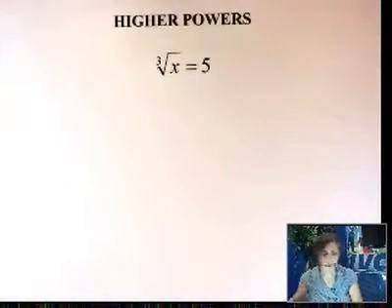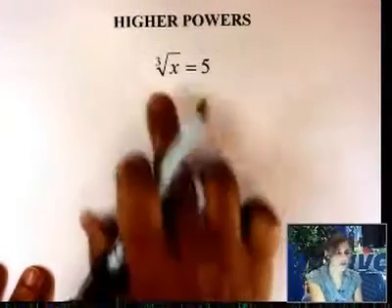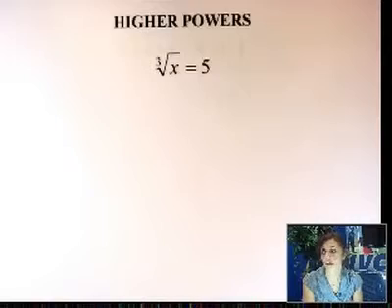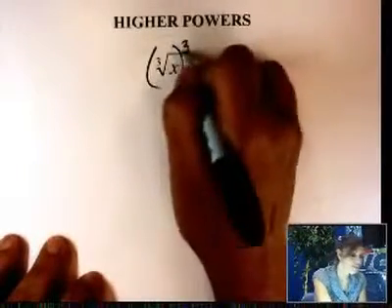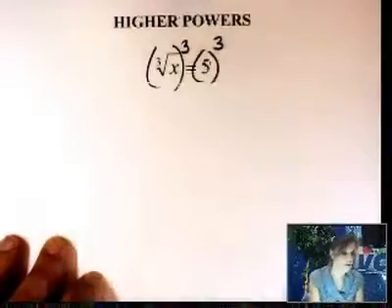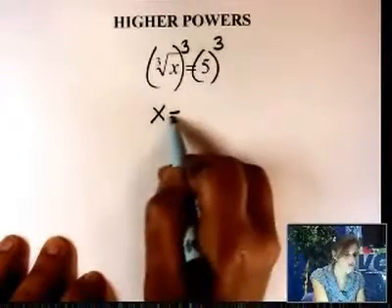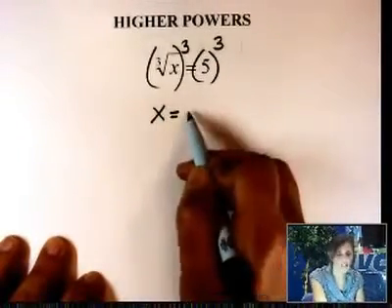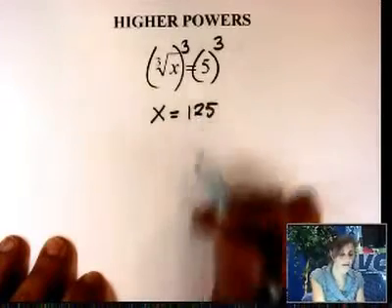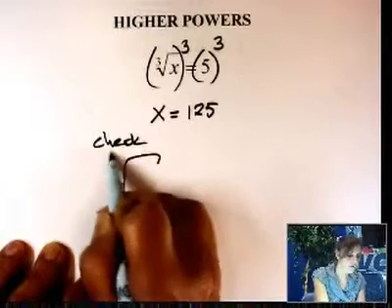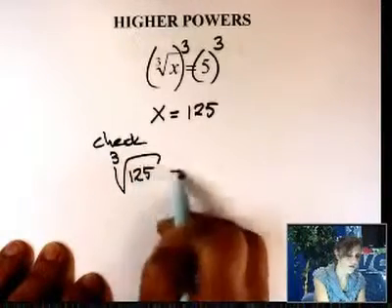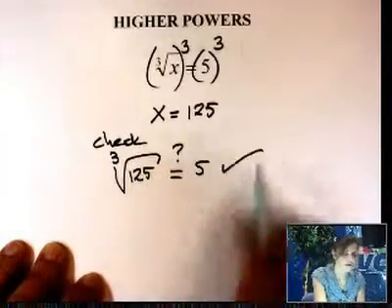Okay, what happens when I have this situation? I have cube root of x equals 5. Now what I do, I raise them to the third power. What does that give me? x equals 5 to the third power, that is 125. Check. Is cube root of 125 5? Looks like it.